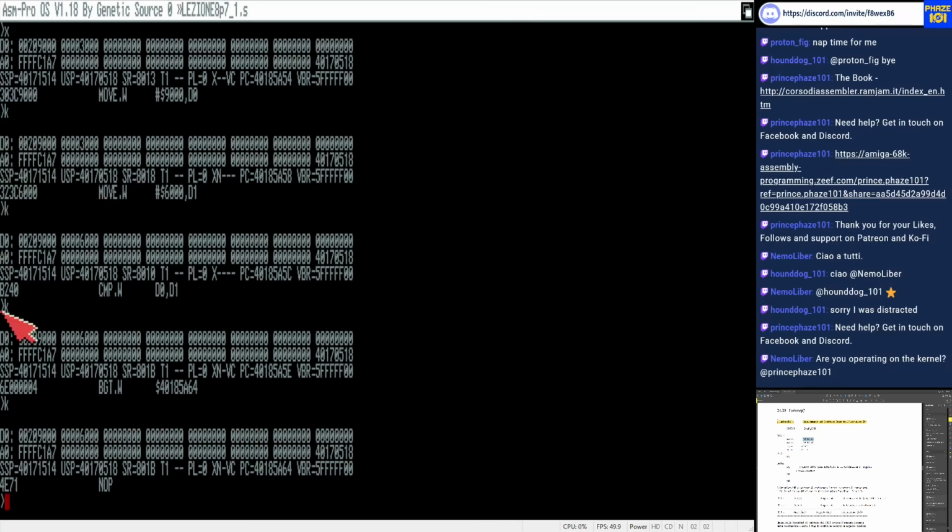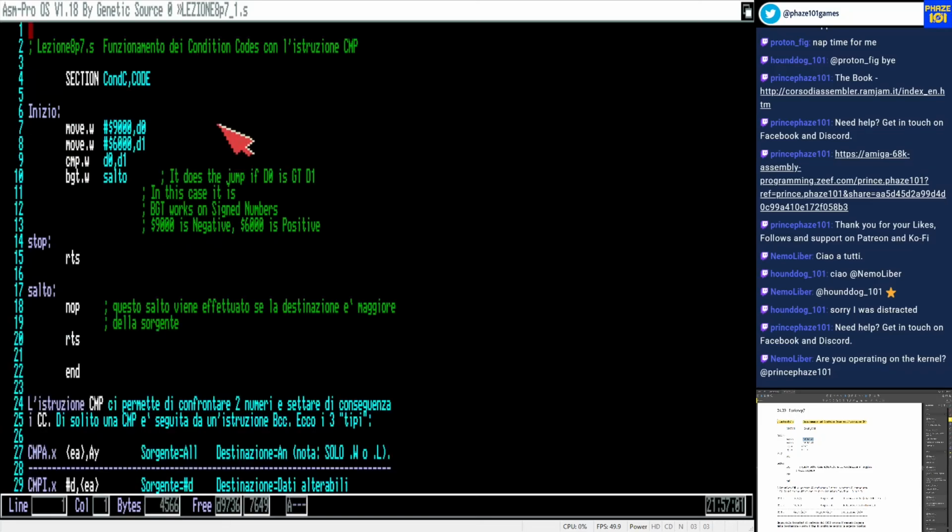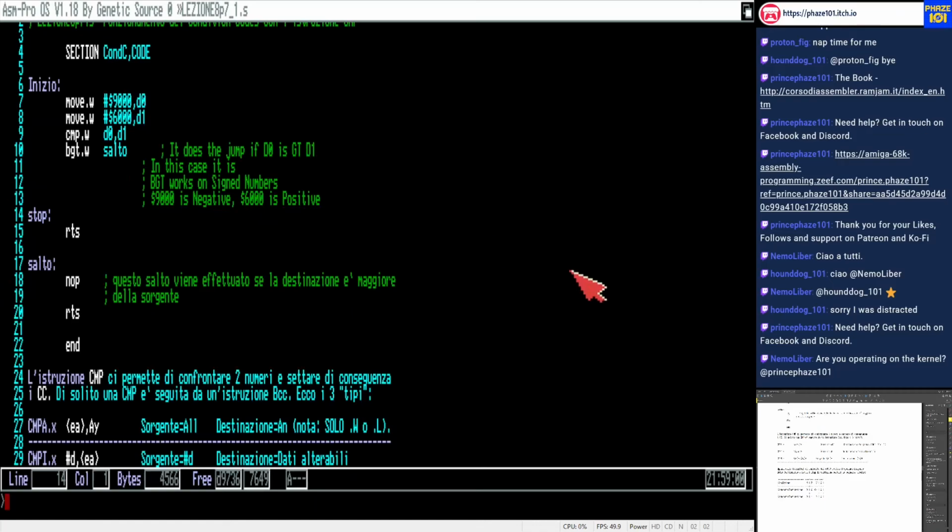We went into the NOP, and I'm going to show you. If we didn't do the jump, we would have seen RTS. But we jump because this is bigger, and we went into here where the NOP is. We have arrived to where the Italian version finished yesterday.